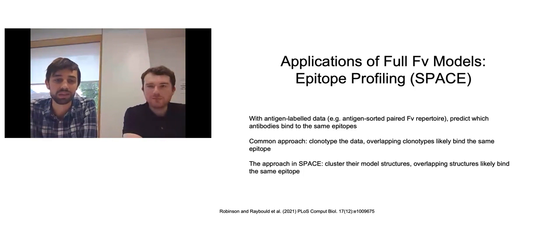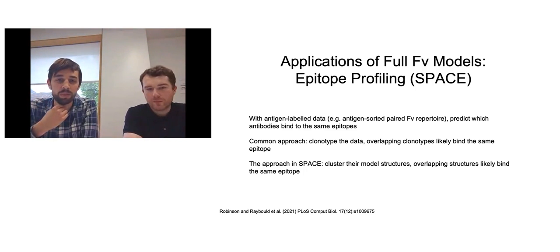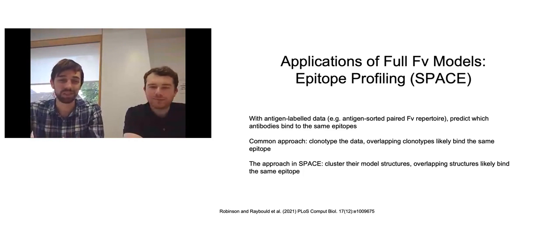or you are highly confident that these antibodies probably bind to similar targets. You can get this data, for example, by antigen sorting from a repertoire and then sequencing. But with this data, one thing we really want to know is which of these antibodies are likely to bind to the same epitopes. This is important because if you want to, for example, design combination therapies, you don't want to include 2 antibodies that are likely to compete for the same site. We would like to pick antibodies that go for different sites.